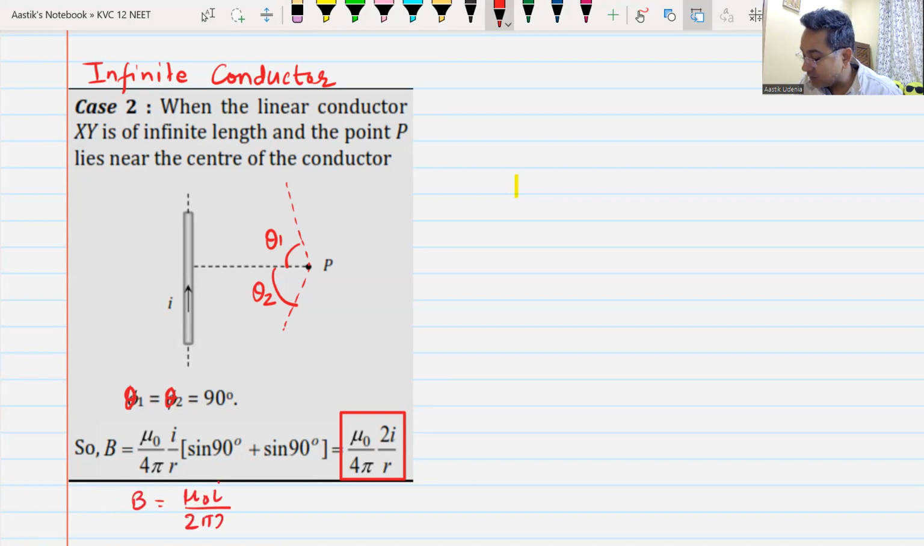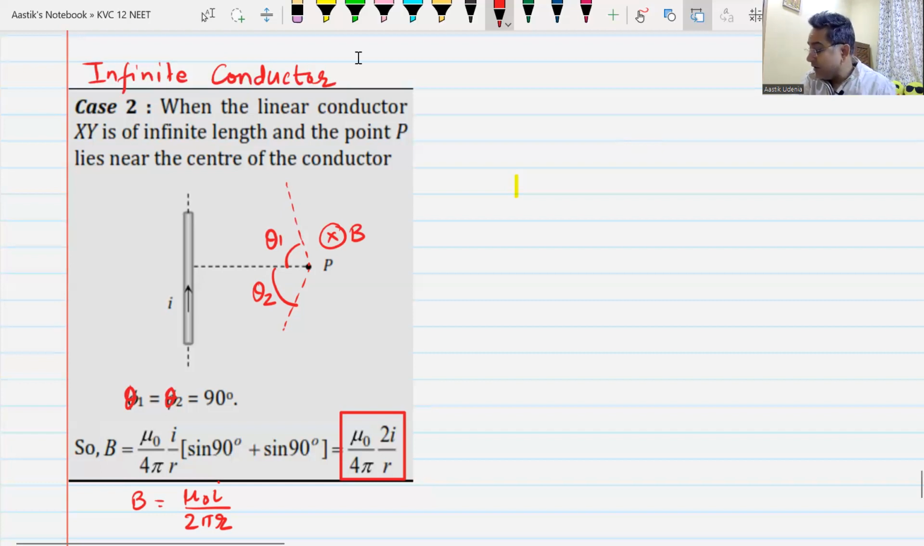Yes or no? What will be the direction of magnetic field? That is the next thing that I'm going to ask. Inwards. And the direction is still the same. It is inwards. I hope everyone is able to understand what I am talking about. Yes or no?